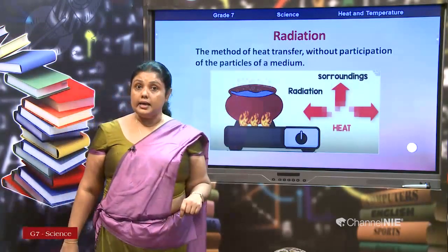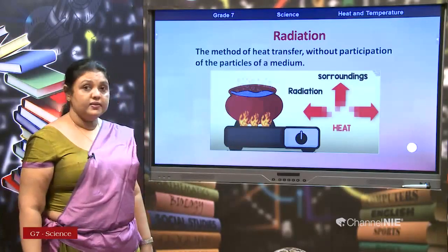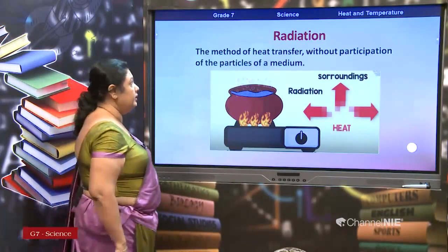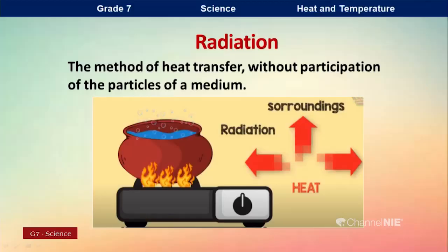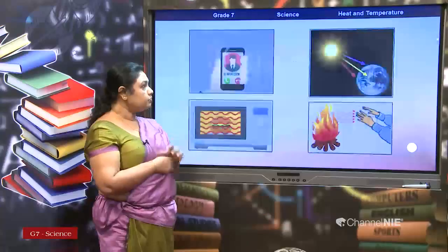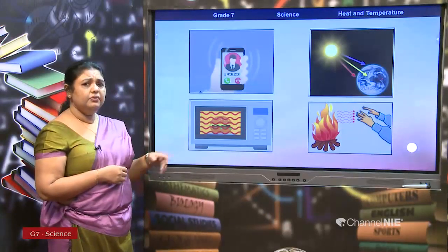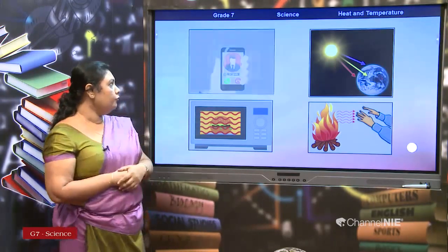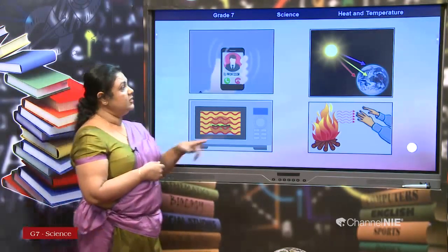Okay. Our last method of transferring heat energy is radiation. It is the method of heat transfer without the participation of particles. You know what particles are? Solid particles, liquid particles, air particles. There is no participation of particles here. So, it moves from place to place, but with energy. This radiation you experience every day, if you have a phone, you experience it.